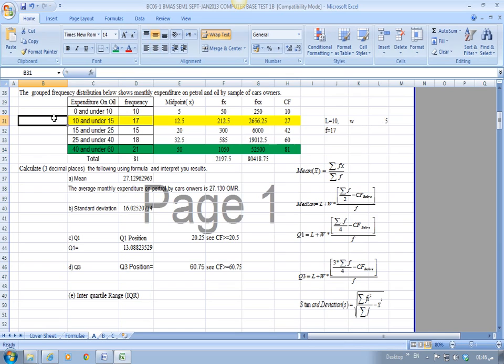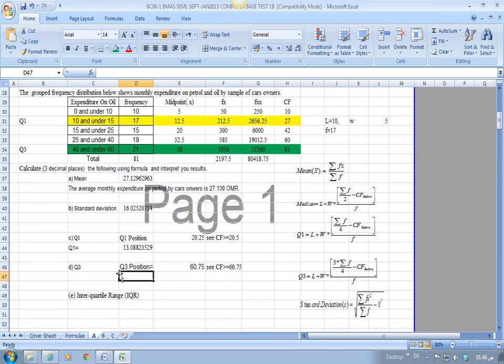Okay, so according to that, this is the Q1 position, and this is the Q3 position. Now for Q3, L lower is equal to 40, and W is equal to 20, that is the difference between 60 and 40. You can calculate it or write it. And then the frequency is 12 and CFB4 is 60.